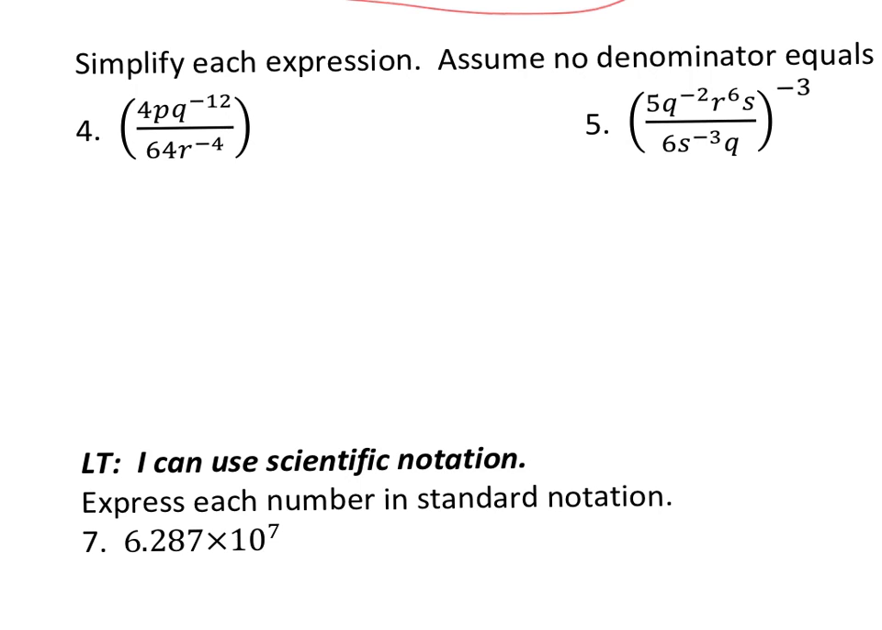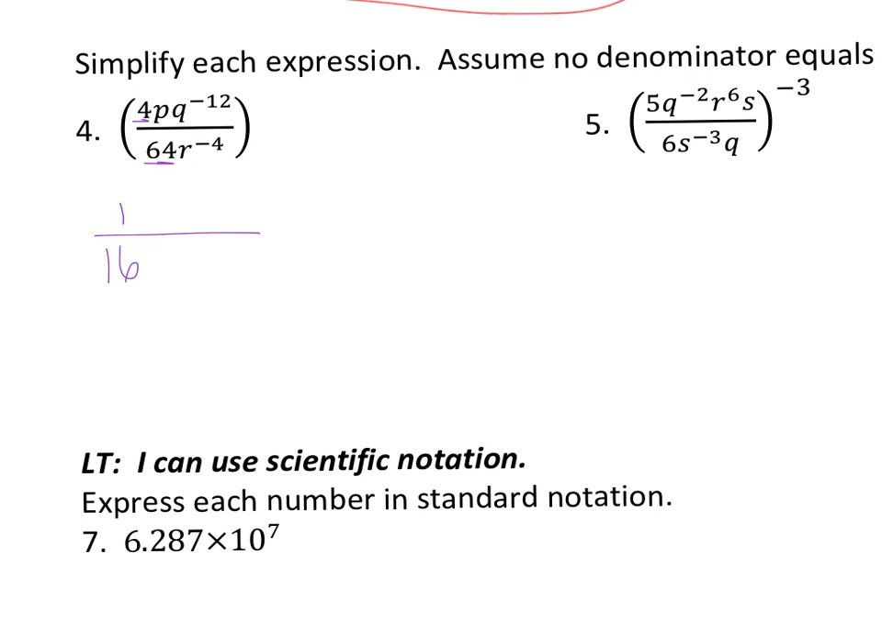Number 4, we have to simplify. Assume that no denominator equals 0, and write answers with positive exponents only. So let's look at number 4 now. On number 4, the problem here is in parentheses, but it's not to any power, so we don't need to worry about distributing anything here. We just have to look at simplifying. So I'm going to look at the 4 and 64, and if I divide by 4 from both of those terms, I'm going to get 1 over 16, right? So just simplify my coefficients that I can.